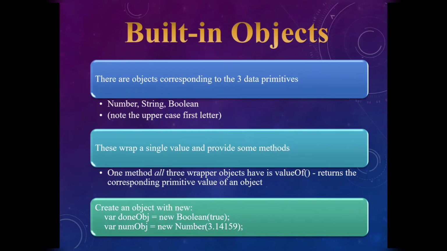There are objects corresponding to the three data primitives: number, string, and boolean. In the next slides we will explain in detail. These wrap a single value and provide some methods. One method all three wrapper objects have is valueOf, which returns the corresponding primitive value of an object. Next, an example which creates an object with new. When we give new, it creates a new object.